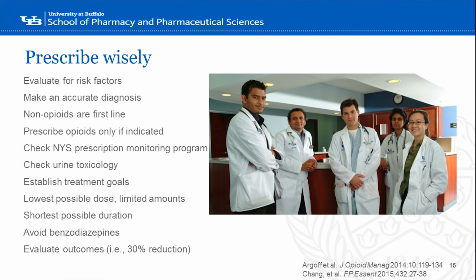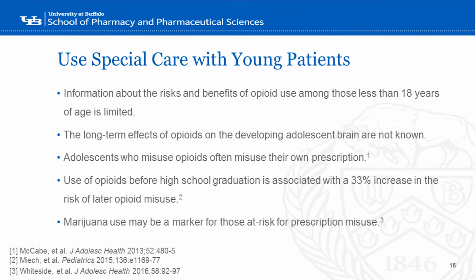We would expect to have a 30% reduction in chronic pain that would correlate with a successful treatment outcome. Use special care when treating young individuals. We really don't know what the impact of an exposure to opioids has on the developing brain. So the risk of the benefits of opioid use among those under 18 is often pretty limited. We don't know what the long-term consequences are of these medications. We know that adolescents who misuse opioids often misuse their own prescription.